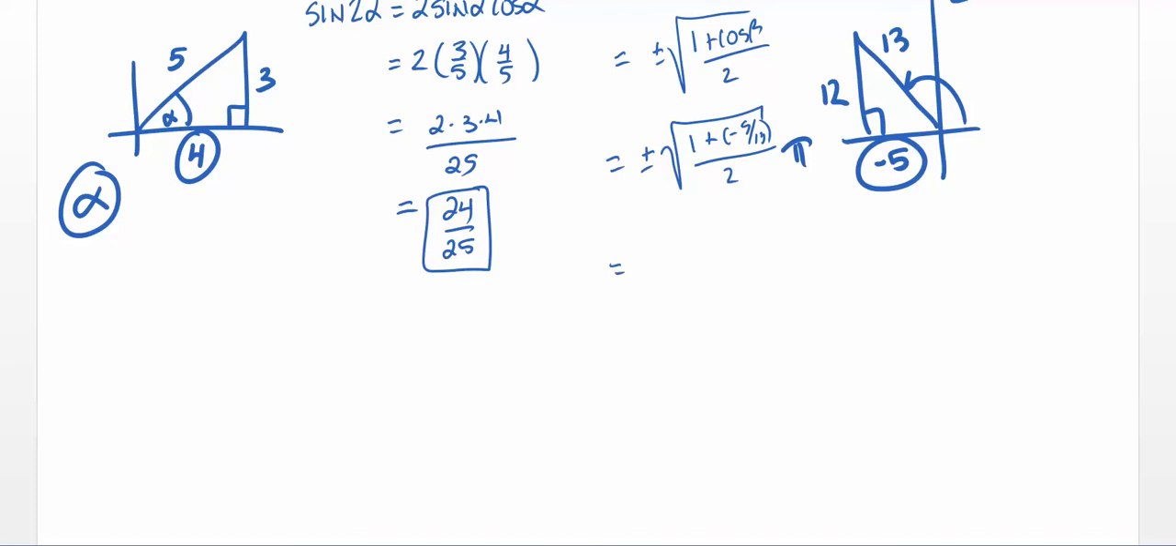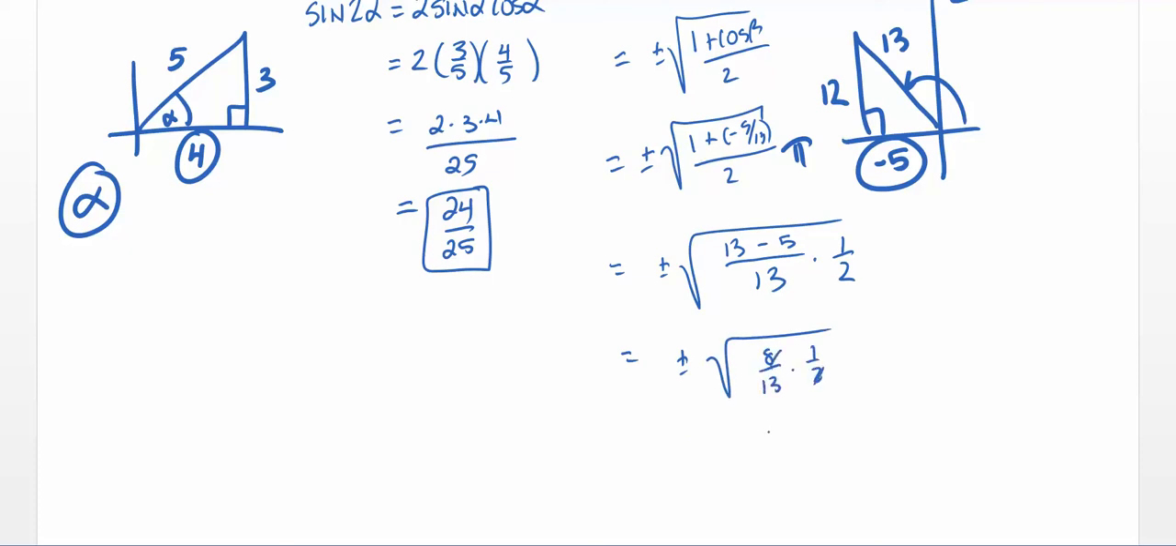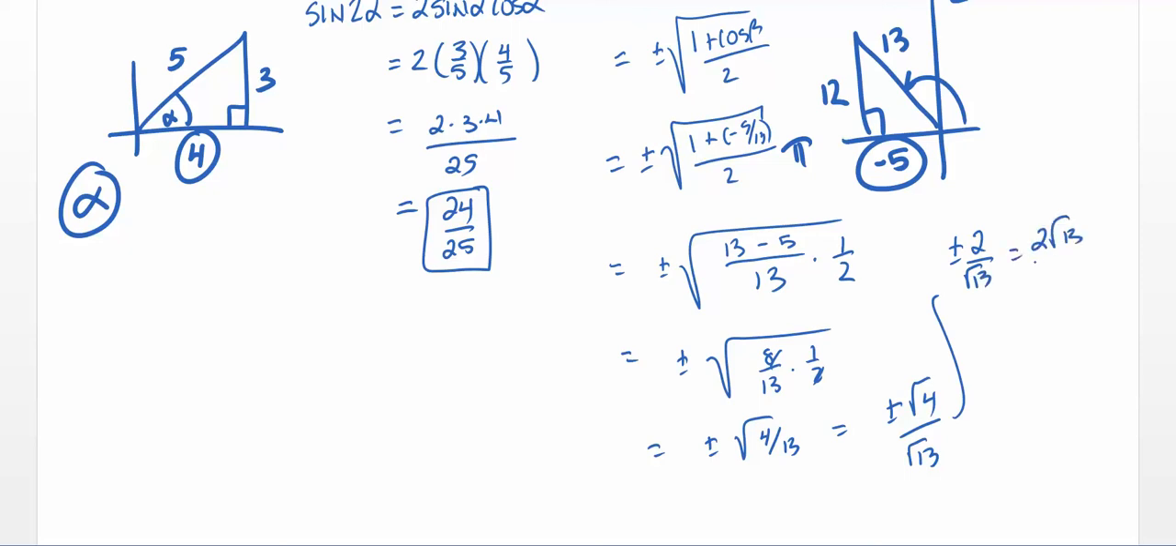Okay, that is plus or minus the square root of, I'm going to have 13 minus 5 all over 13 times 1/2 when I do the algebra there. So plus or minus, this gives me 8/13 times 1/2. Simplifying that, I get plus or minus the square root of 4/13, which gives me plus or minus the square root of 4 over square root of 13, which gives me plus or minus 2 over rad 13, which is 2 rad 13 over 13.